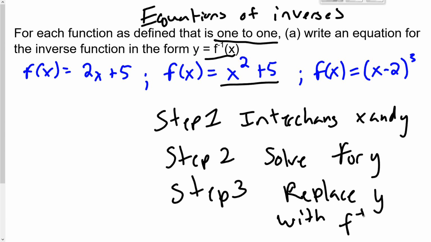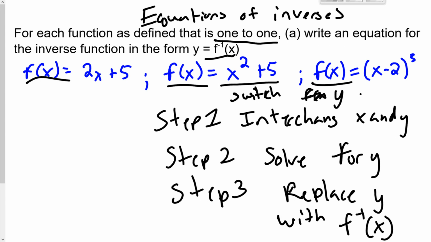There could be a pre-step here because none of these have y's in it, right? You might be confused: interchange x and y when there is no y. So you might have to switch y for f of x before, or you don't even have to. Okay, those are the steps. I'm about to erase them, so if you need to pause it, or rewind it, that will work too.